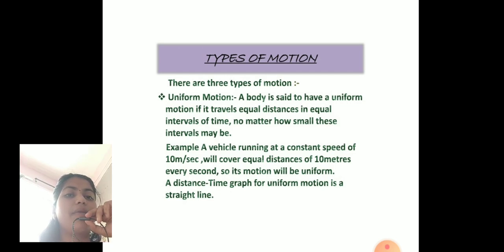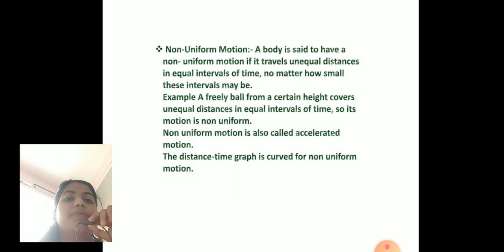The distance-time graph for uniform motion is a straight line. It means that both quantities increase in the same proportion, because the y-axis and x-axis values grow proportionally, and because of that the graph is a straight line. Now the other type is non-uniform motion.